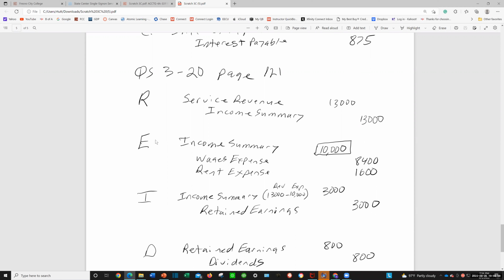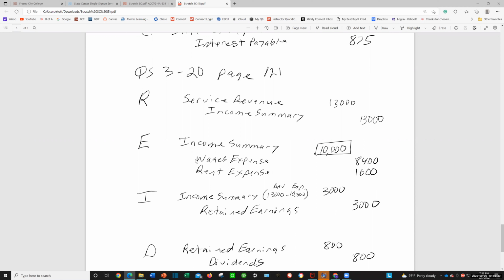Next, we do E, right? Close expenses. Now it looks like we've got 2 expenses, wage expense of 8,400 and rent expense of 1,600. Okay, well, how do we get rid of expense? We have to know that expenses are debits, right? Expense is part of A, and it's a debit. Well, how do we get rid of a debit balance?